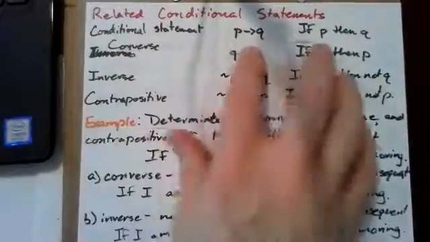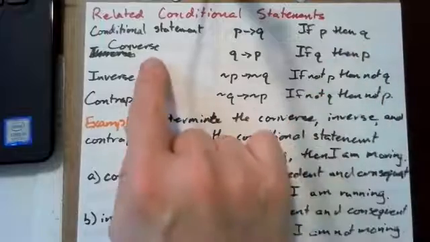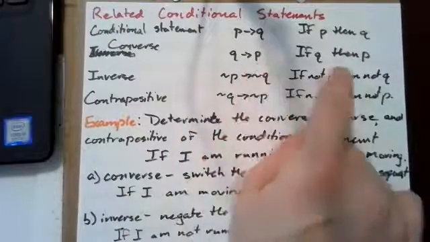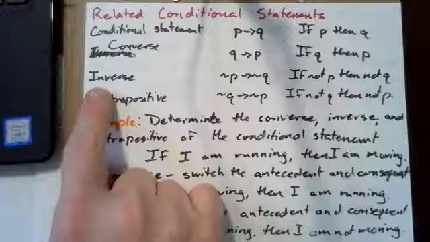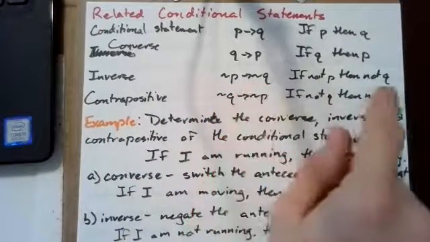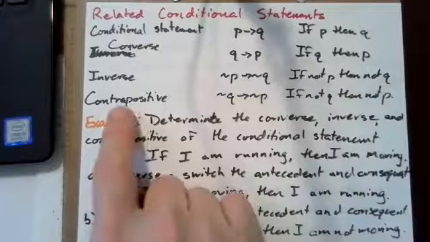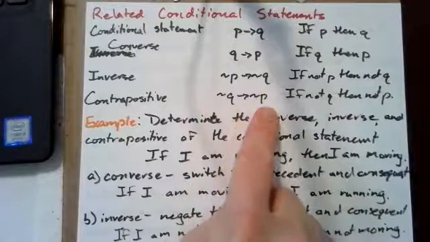We start with the conditional statement, P implies Q, if P then Q. We get the converse, Q implies P, or if Q then P. If we negate everything, we get the inverse, if not P then not Q. And the contrapositive, if we negate and switch, if not Q then not P.